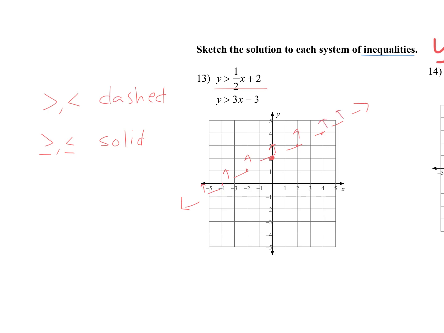So another note, I'm going to write, if it's greater than, I'm going to arrow up. If it's less than, I'm going to arrow down. Okay, let's do the other line. Where am I going to start for the other line? On the y-axis, good. And then what's my slope? 3 over 1, so I'm going to go up 3 over 1. Remember, go throughout the whole graph. And then is it solid or dashed? Dashed.